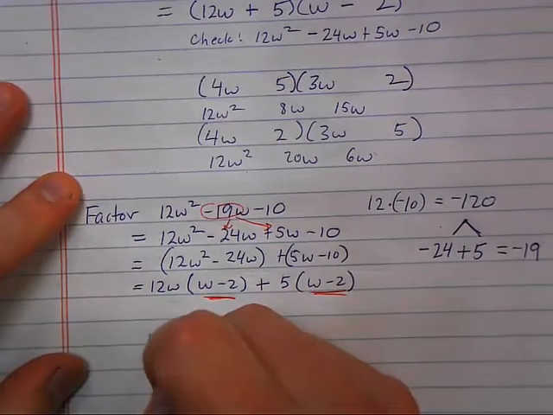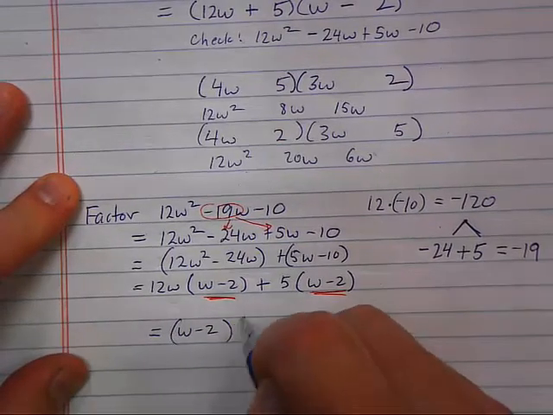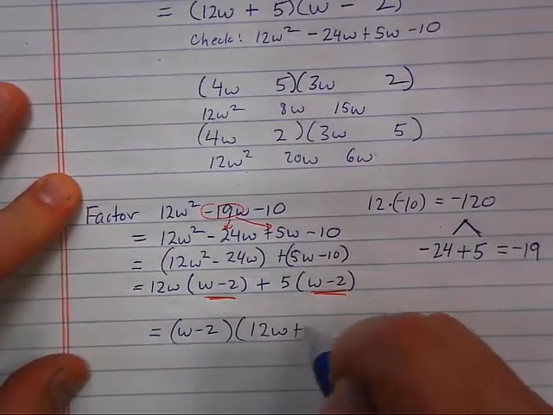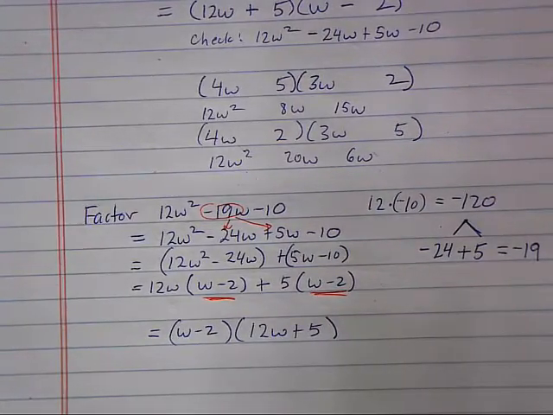My common term is now the w minus 2. And left over? 12w plus 5. What's the advantage of doing it the grouping way? You get it right the first time every time. Unless, of course, you make a mistake along the way.